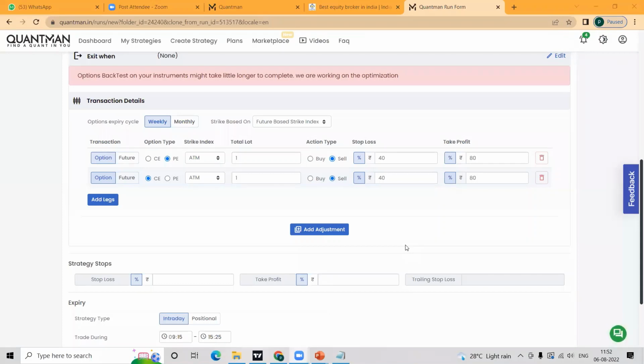Yeah, Padma, you will try it with the 1:2 ratio, 40/80, whatever the thing. Because we are giving the tool, you have to backtest on your end.